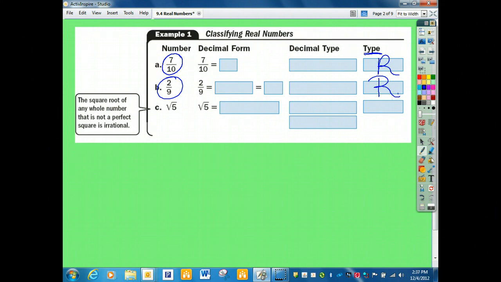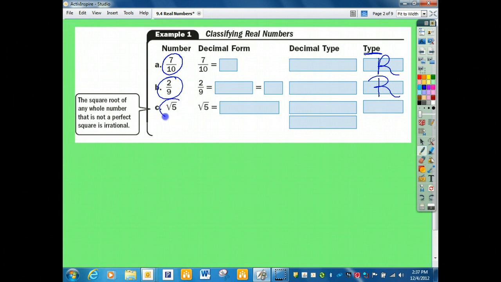Now, be careful. Sometimes you might have the square root of 7/10. All right? If it's not a perfect square, then it's not rational. And we'll get into those a little bit later. But sometimes the fractions are inside the radical sign. You're going to have to determine.